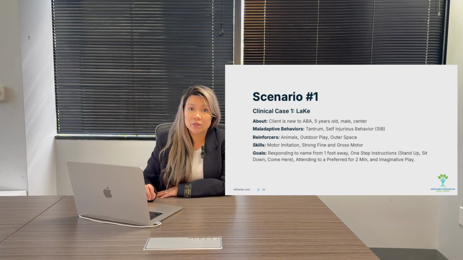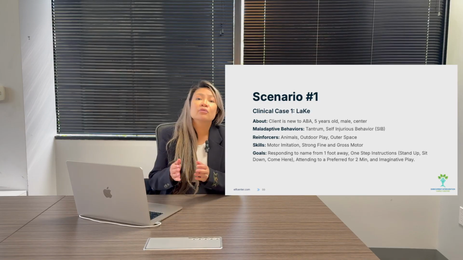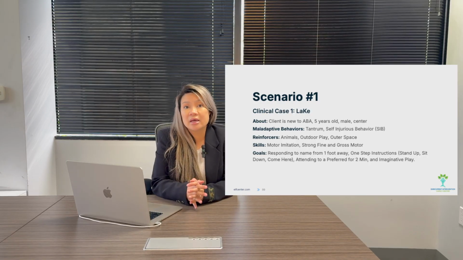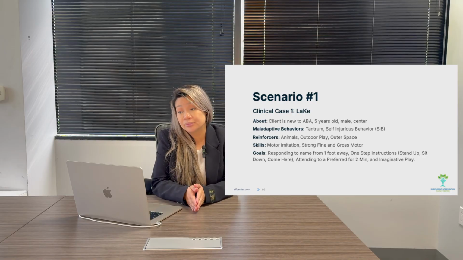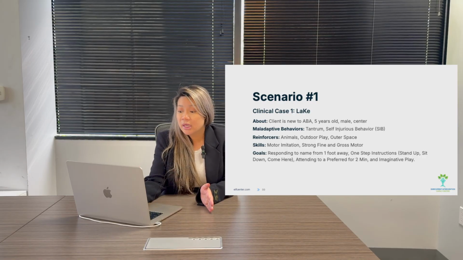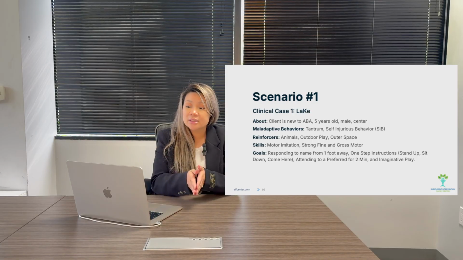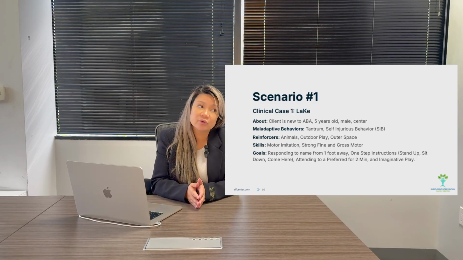So in this scenario, we're going to practice what a session structure looks like. For every scenario, think of it as a 2-hour session. What are you doing within the 2 hours? You need to hit some of these targets, which is responding to name, 1-step instructions, attending to a preferred item, and imaginative play. So let's say Lake's session is from 9 a.m.